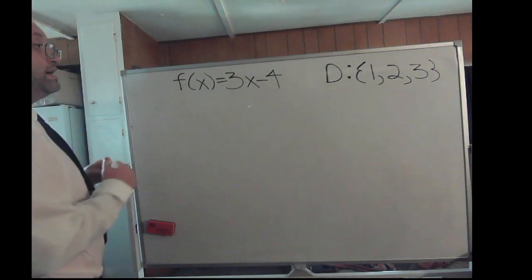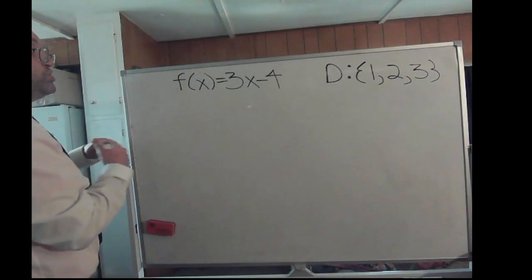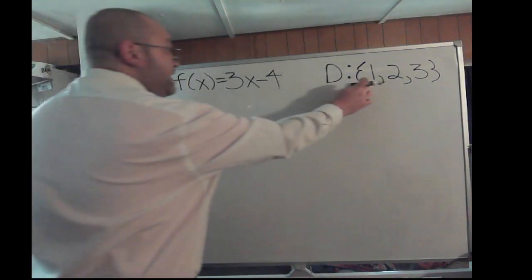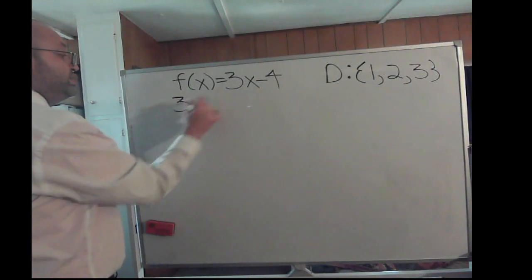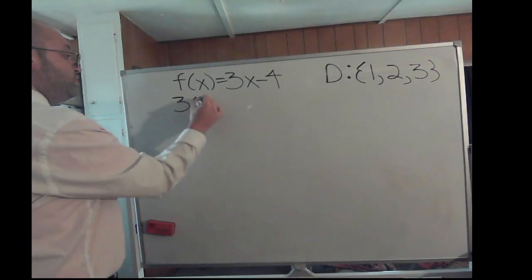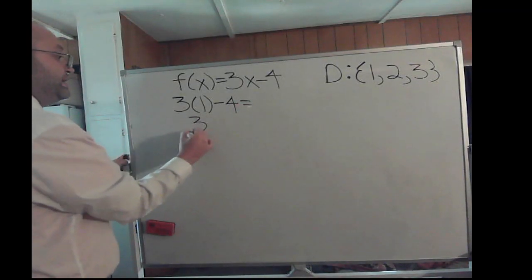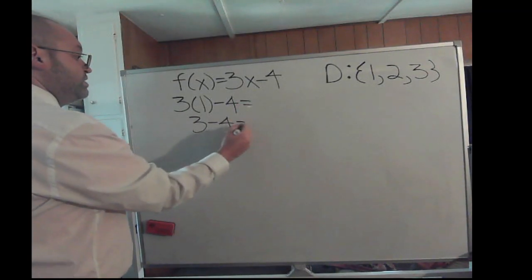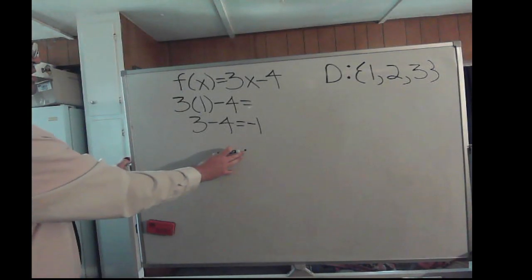So again, we have the domain. We're being tasked with finding the range of this function. Well, you're going to take each value of the domain. We'll start with 1. You put that in for your x value in the equation. So 3 times 1 minus 4, well, that's equal to 3 minus 4, which is equal to -1. So we got the first value of -1.